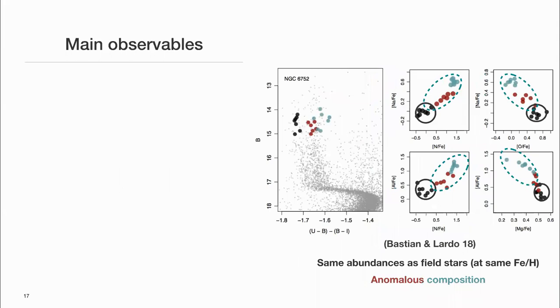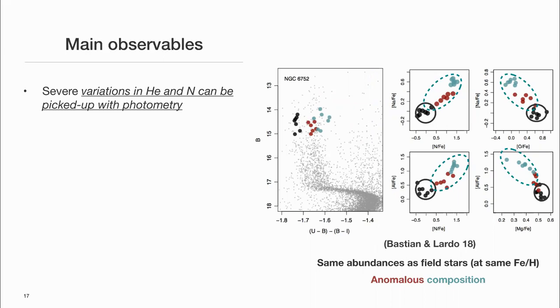Some abundance variations are so severe, like in nitrogen and helium, that they can be picked up by broadband colors. Here on the right, I'm showing you a CMD that, instead of having one color on the x-axis, is using a combination of two colors, in this case U minus B and B minus I. This allows a better separation between stars with different chemistry. You can see that the stars in black are segregated to the left, while the stars in blue and red are segregated to the right. This is basically the same trick that we're doing with spectra, but now we can do it with colors.